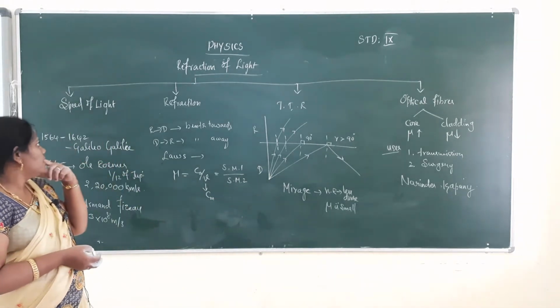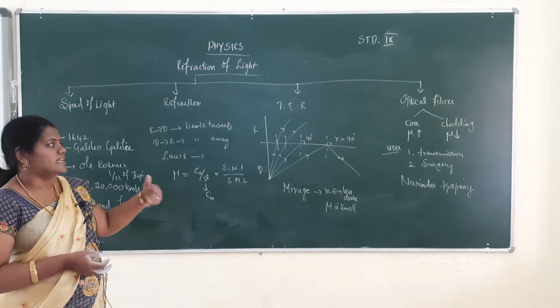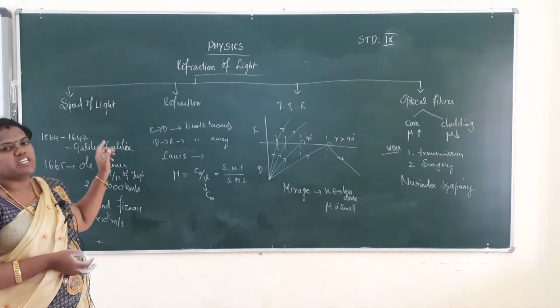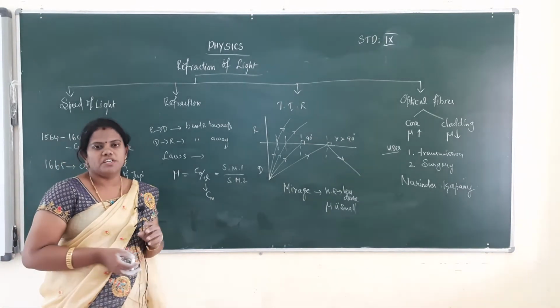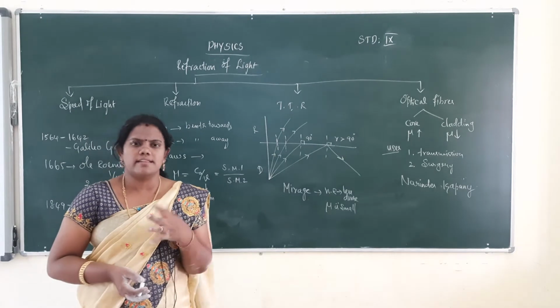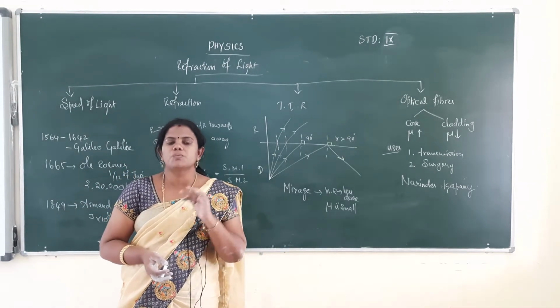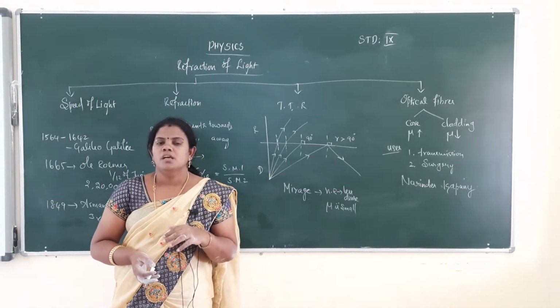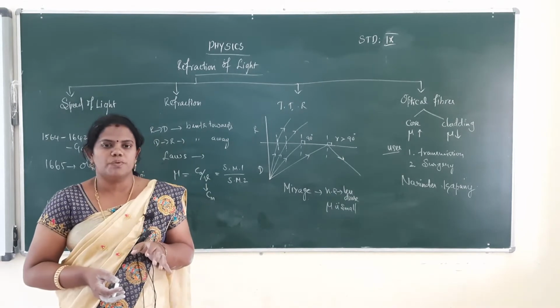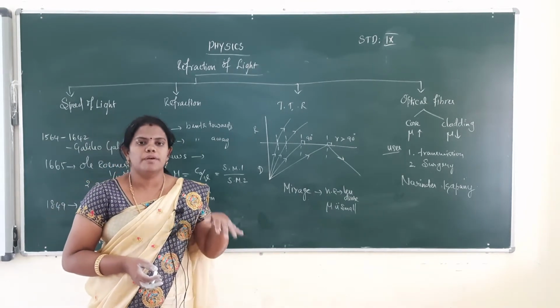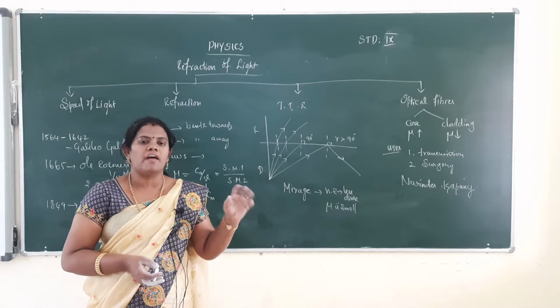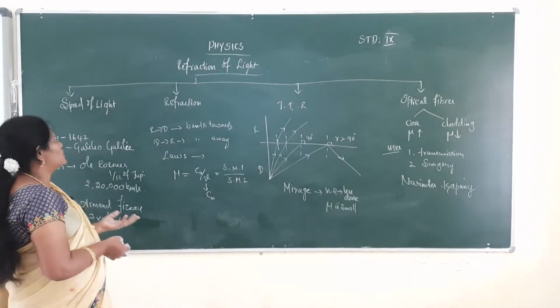Okay, let's enter this topic. First, you should know what the speed of light is. How will you calculate the speed of light? Speed of light is nothing but light moving with some speed, some velocity. Speed of light means the light moves from one medium to another medium with some speed. How will you calculate the speed of the light?